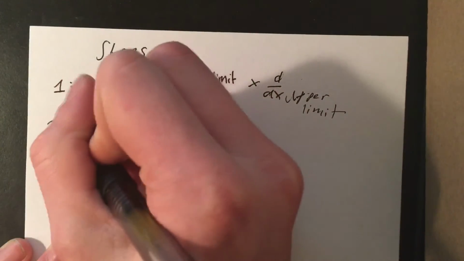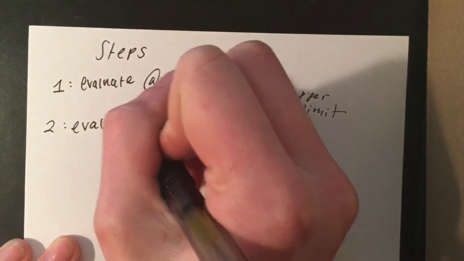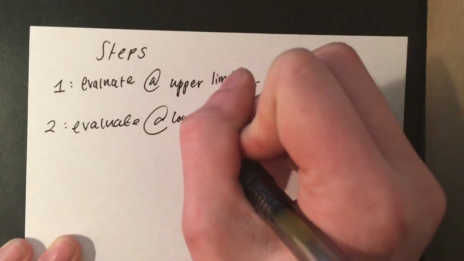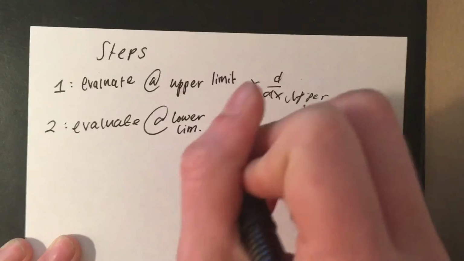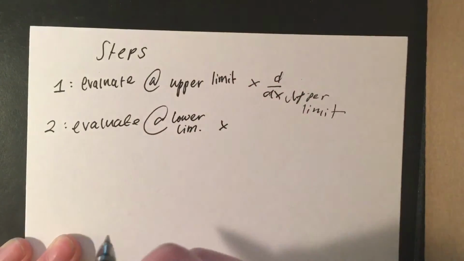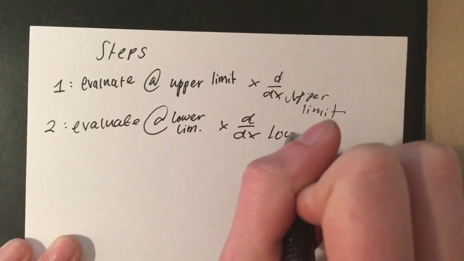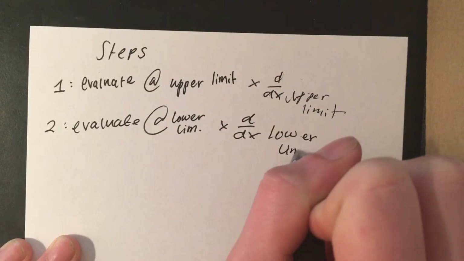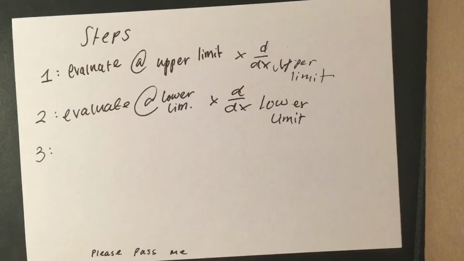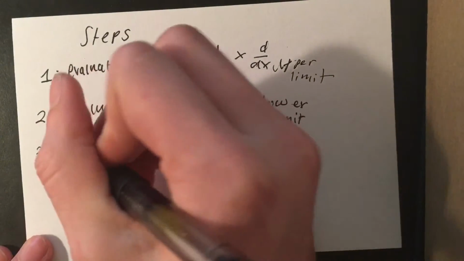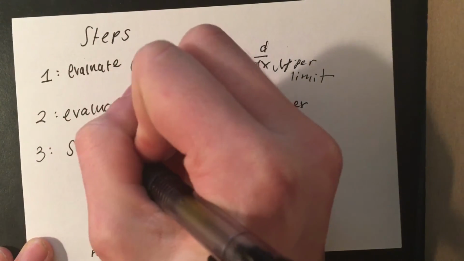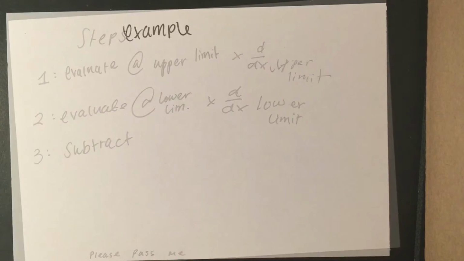Step 2, you're going to evaluate at the lower limit. And then, guess what? Multiply by the derivative of the lower limit. That is insane. The third step, you just subtract. How amazing. I'm about to show you an example of the second fundamental theorem of calculus. It's actually really simple, it just looks kind of difficult.